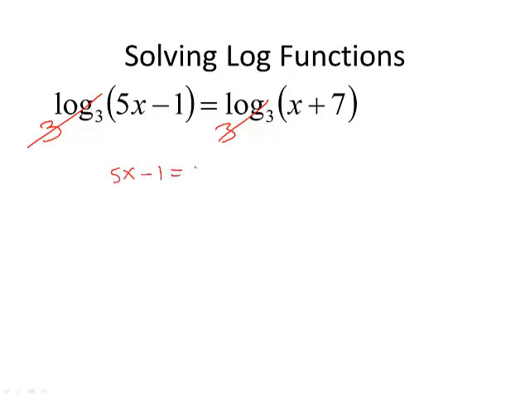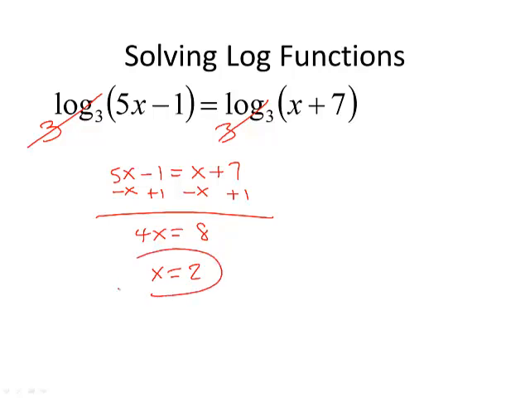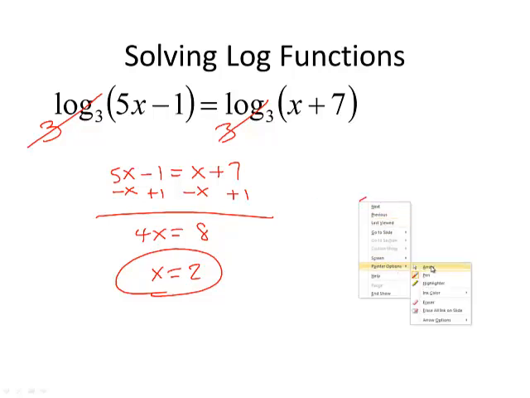5x minus 1 is equal to x plus 7. Subtract the x, add the 1. And I get 4x is equal to 8. X is equal to 2. Alright, for something that looked kind of ugly at the beginning, it sure cleaned up very nicely.